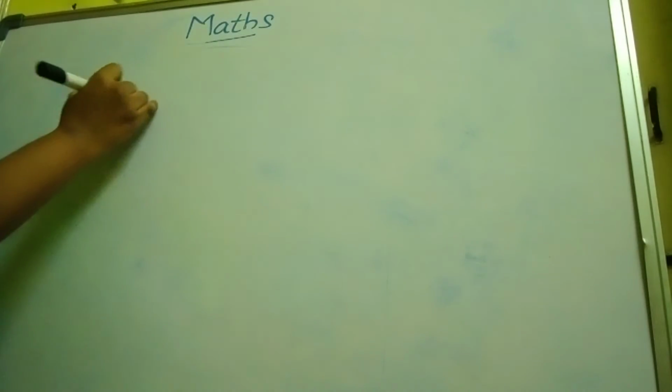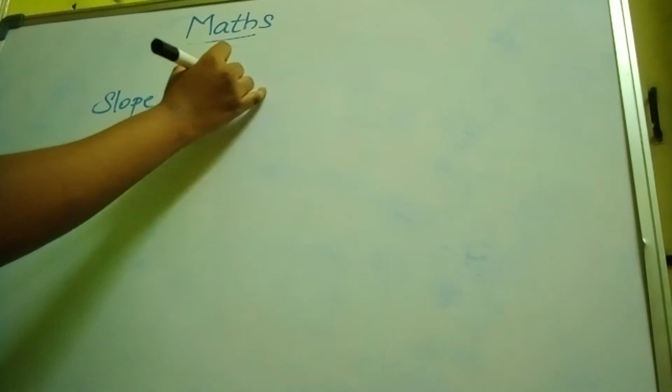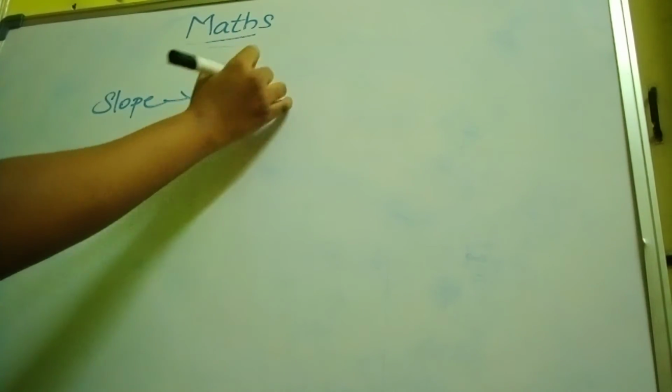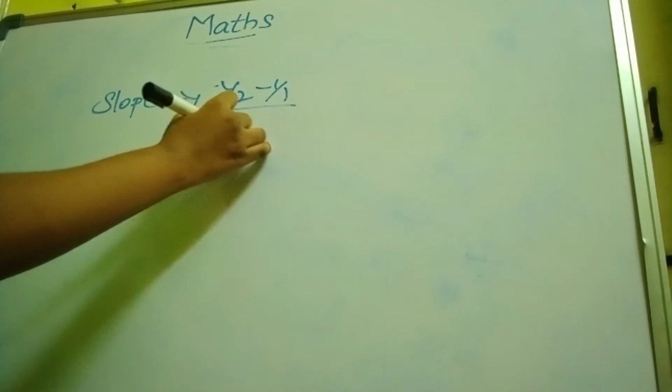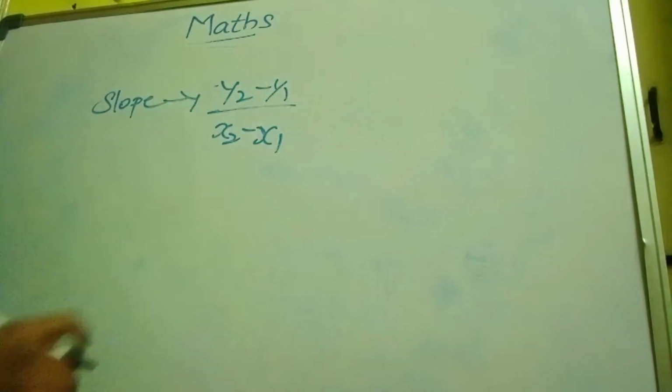So how to find slope formula? y2 minus y1 by x2 minus x1. Okay. Have you understood? Have you completed all formulas? Let us check again. Somewhere we are missing, right? Where are we missing? We are missing cuboids. Yes, cuboids, cube, sphere, hemisphere, right?